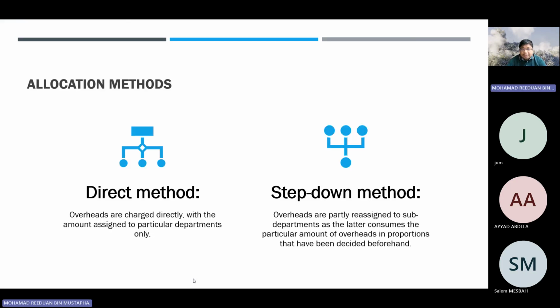Then allocation methods: you have two allocation methods, which are the direct method and the step down method. In the direct method, overheads are charged directly with the amount assigned to the particular department only. So if you use the direct method, the allocation is much easier. Not all items can be done, but I can say 90% can be done by the direct method, if you properly manage your coding for accounting.